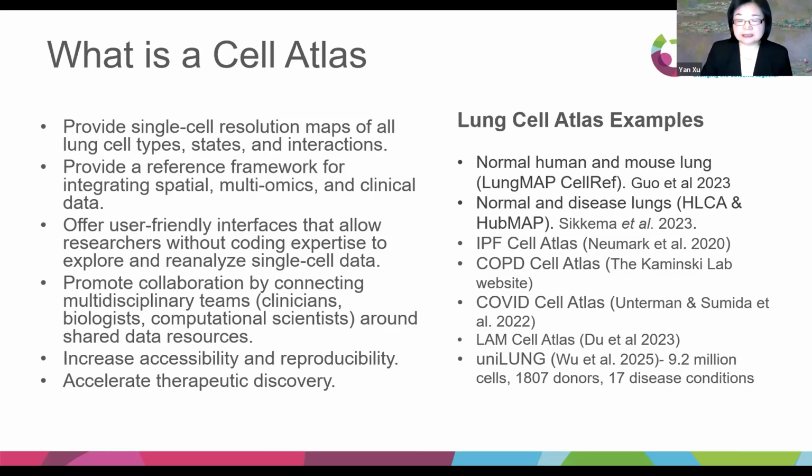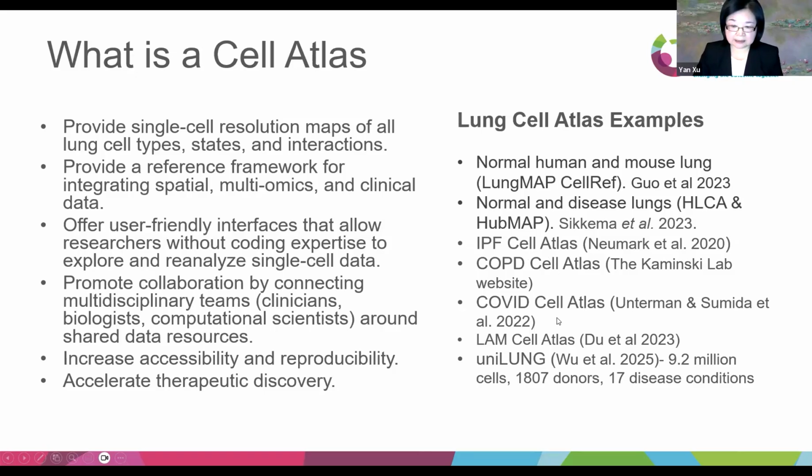On the right panel, I put some examples of lung cell atlases. For example, Minze and I put together the LungMap CellRef for both normal human and mouse lung. At the same time, Human Cell Atlas and HuBMAP worked on their own versions of the normal and disease lung reference, and we also work closely with them through cross-consortia collaboration. The first disease lung atlas was released by Kaminski's lab in 2020, which is the IPF Cell Atlas. They also have a COPD Cell Atlas.